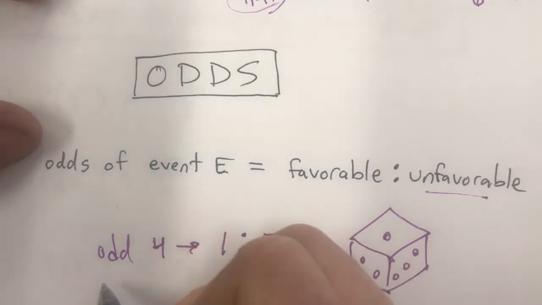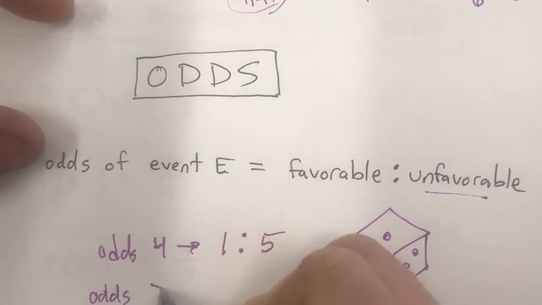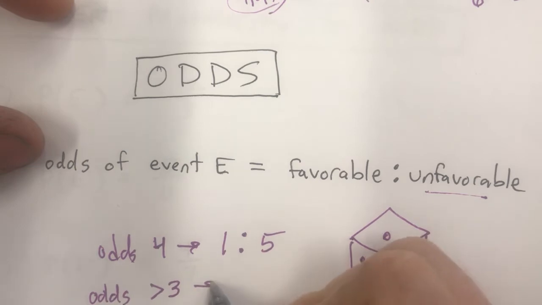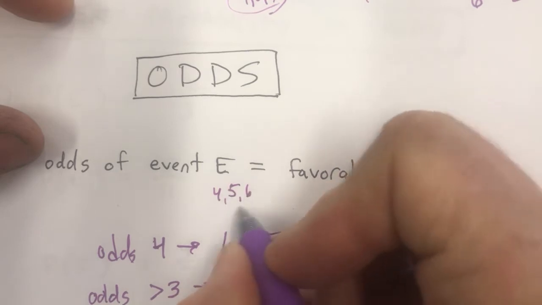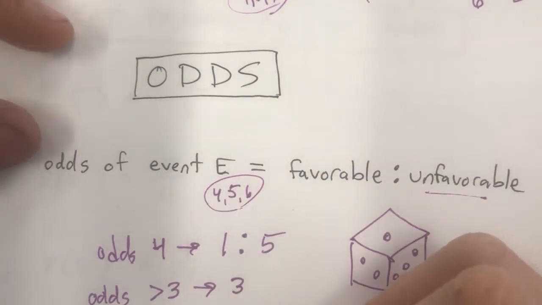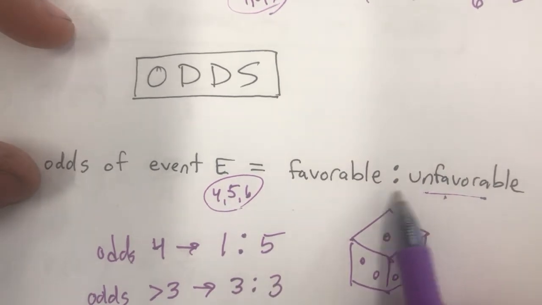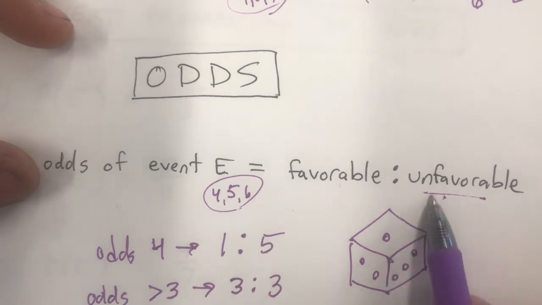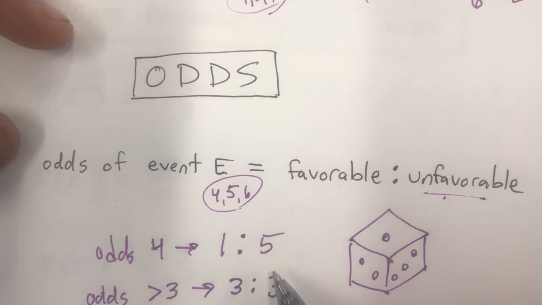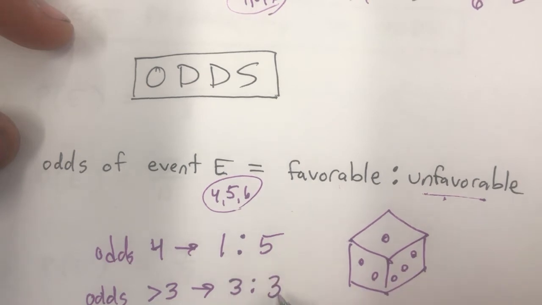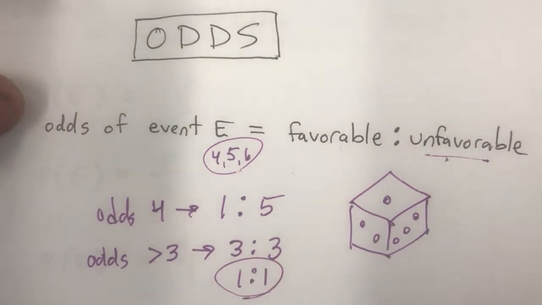Or like we did a while ago, what's the odds that you get something greater than 3? Okay. Well, again, there's 4, 5, or 6. There's 3 of them that are greater than 3 versus 3 that are not greater than 3. There's 3 favorable, but there's 3 that are not favorable. See, 1, 2, and 3 are not greater than 3. So there's 3 that are, 3 that are not. So these are 3 to 3, which simplifies to 1 to 1 odds. So you have an even chance, 1 to 1.